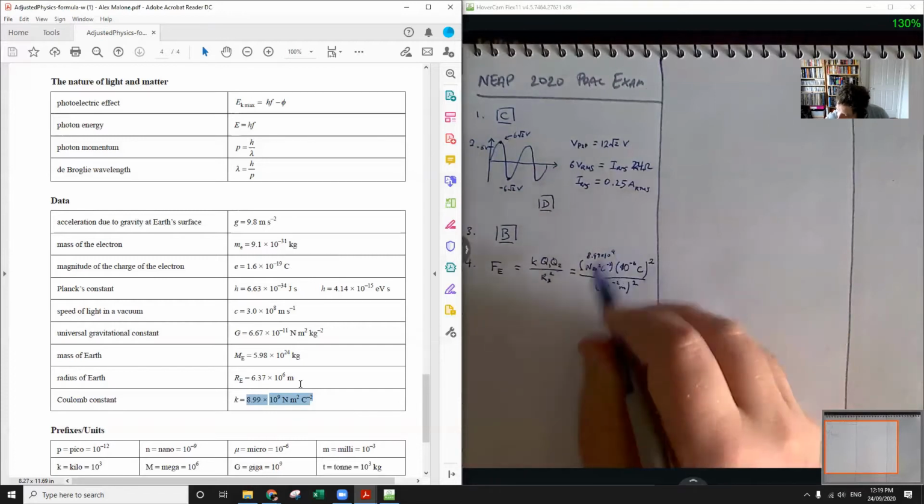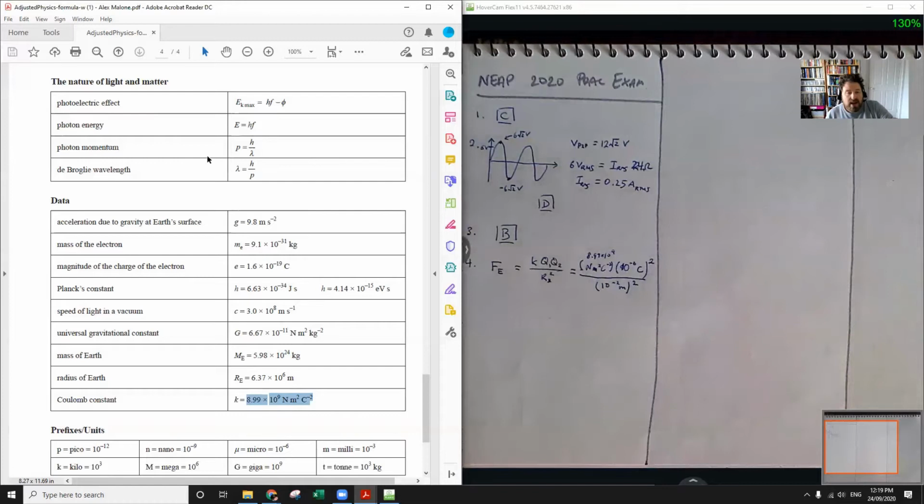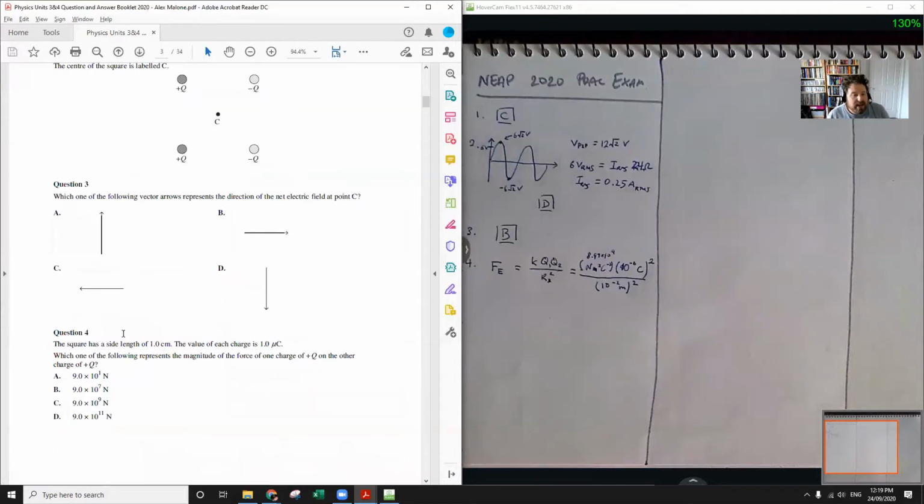The meters are going to cancel. And that's going to leave us with newtons. Good. Okay. So then we look at the options we've got, and we notice they're actually all the same except for their power of 10. So that means we don't really have to do this whole equation on the calculator. We can just look at the powers of 10.